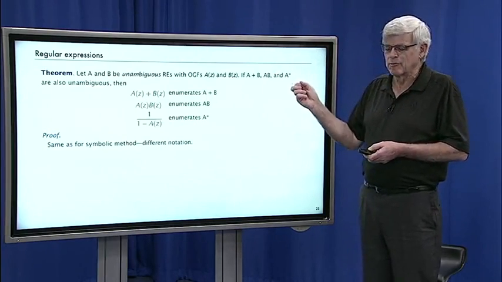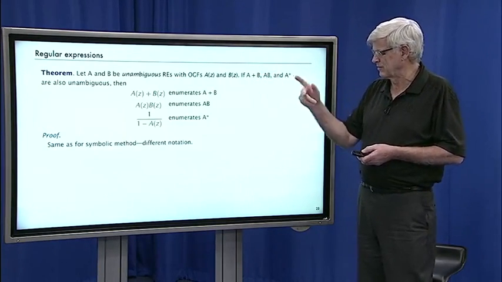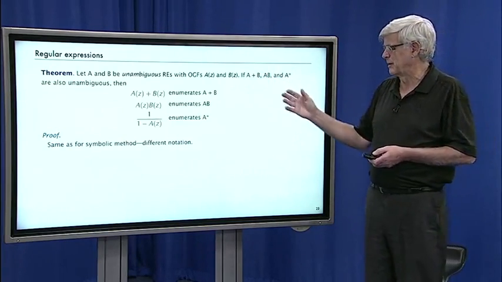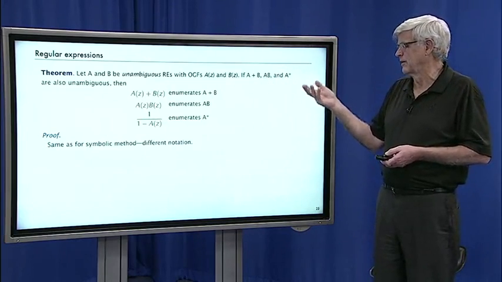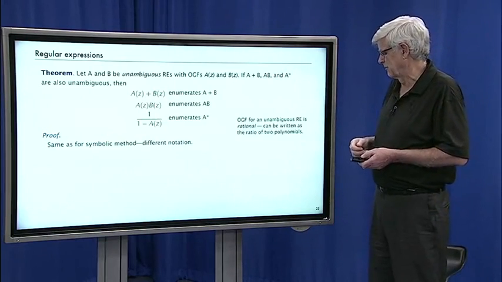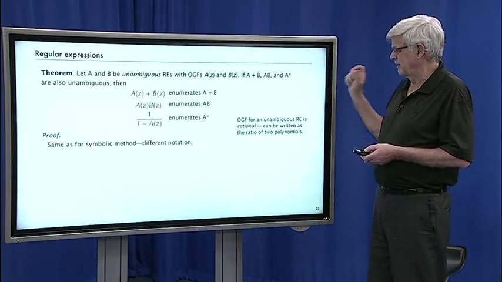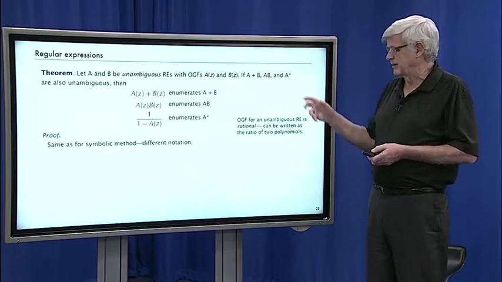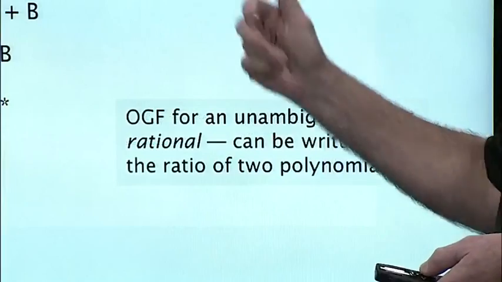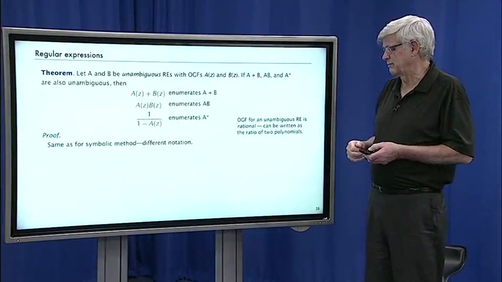is if you've got enumerating OGFs for two REs, and you take the OR, then the OGF is the sum. If you take the concatenation, the OGF is the product. And if you take A star, it's 1 over 1 minus A. And it's really the same proof as the symbolic method with different notation, as long as the REs are unambiguous. So one thing that this says is that the OGF for an unambiguous RE is rational, because all you get out of here is a ratio of two polynomials. No matter how you apply these operations, you're going to get the ratio of two polynomials for the OGF.